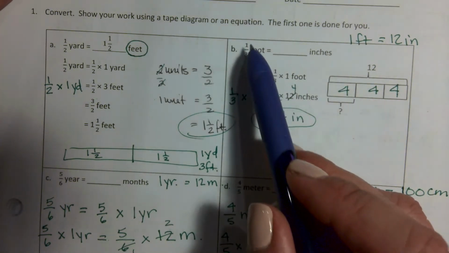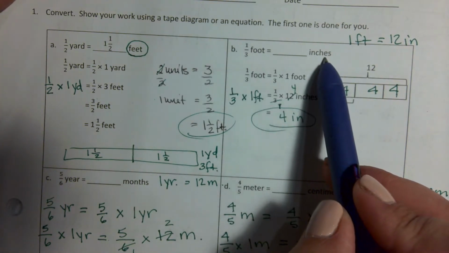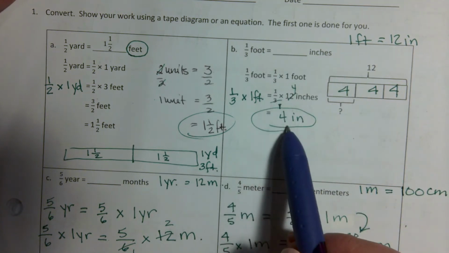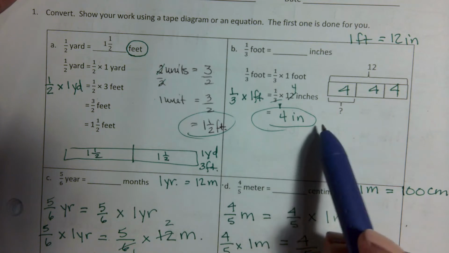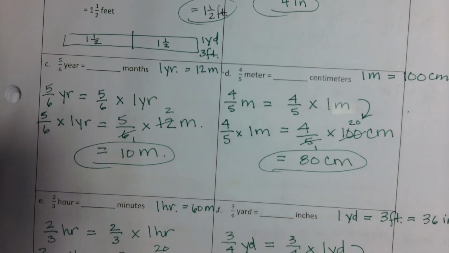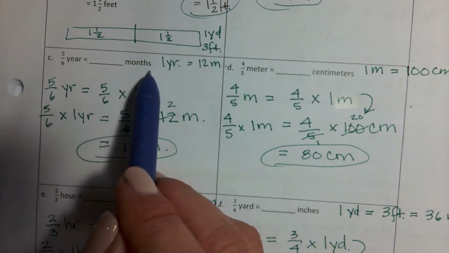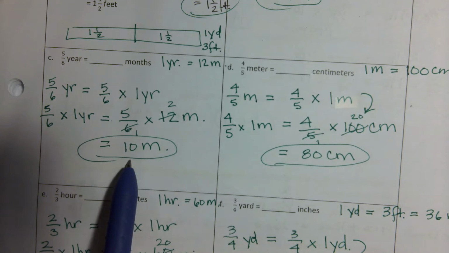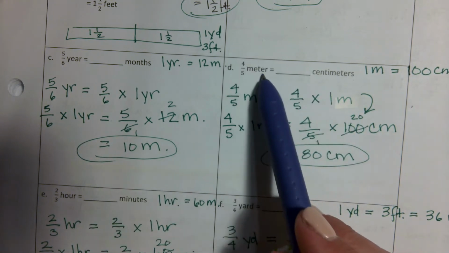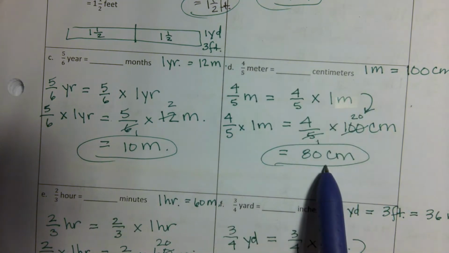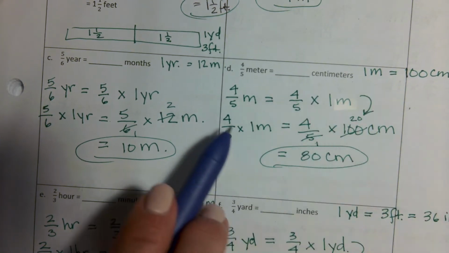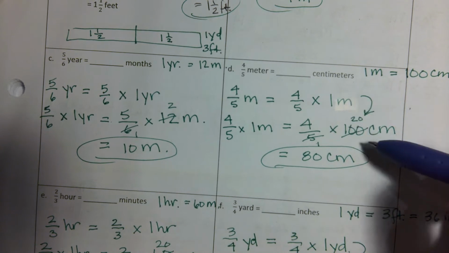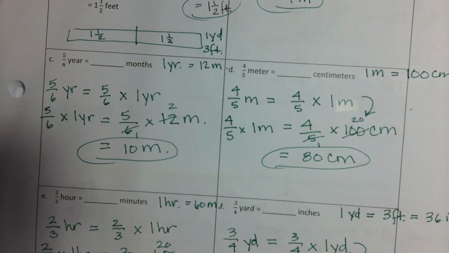All right, so 1/3 of a foot is equal to how many inches? 4 inches. And if you need to look to see the way I solve that, go ahead. 5/6 of a year is equal to how many months? 10 months. 4/5 of a meter is equal to how many centimeters? 80 centimeters. So remember, I'm translating this over, and 1 meter is equal to 100 centimeters, right?